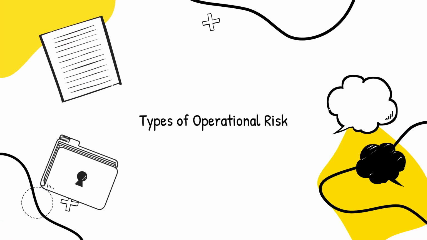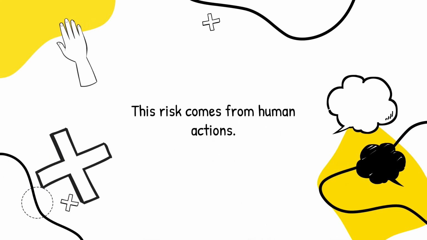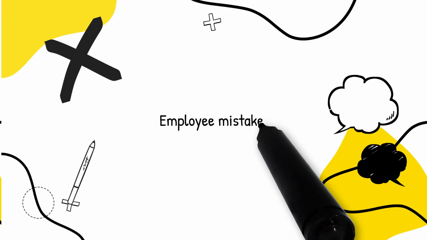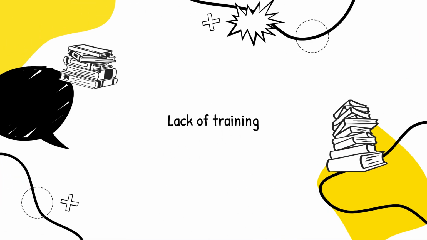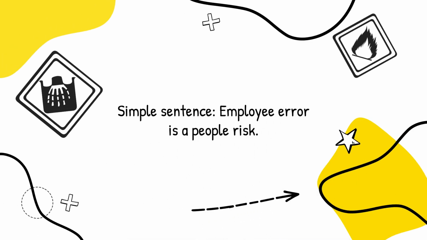Types of operational risk. 1. People risk. This risk comes from human actions. Examples: employee mistakes, lack of training, fraud. Simple sentence: employee error is a people risk.